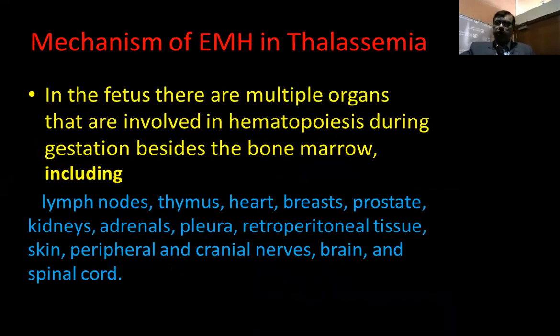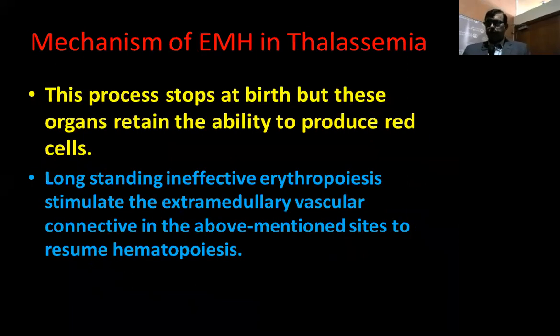Now, in fetal development, there are multiple organs involved in hematopoiesis, not only the bone marrow. In the fetus: lymph nodes, thymus, heart, breast, prostate, kidneys, adrenals, pleura, retroperitoneal tissue, skin, peripheral and cranial nerves, brain, and spinal cord. They produce blood. But then this stops at birth. If you have anemia, then you would recall these reserves, and they come back again and produce some of the blood products. So long-standing, ineffective erythropoiesis will stimulate the extramedullary vascular connective tissue in the above-mentioned sites to resume hematopoiesis, which had stopped by the time of delivery.